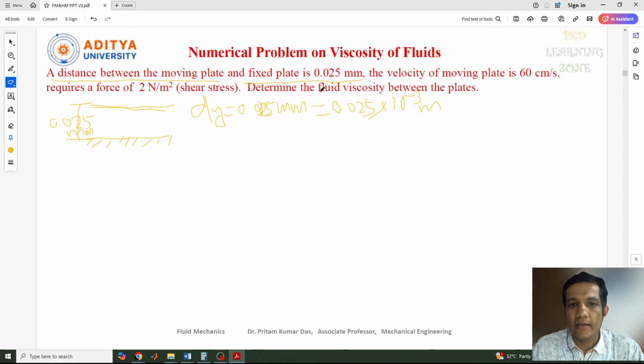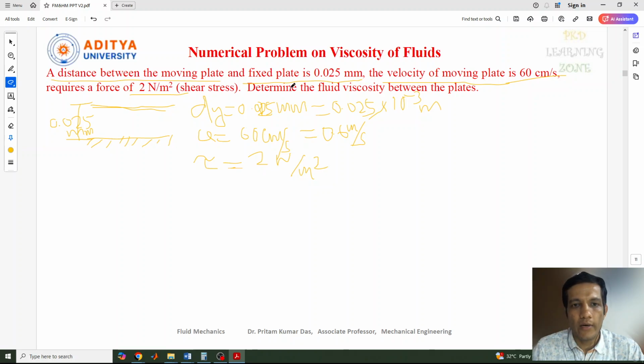And the plate is moving with a velocity of 60 centimeter per second. So let's consider u, which is moving at 60 centimeter per second. This also you can convert into meters, so 0.6 meter per second, and it requires a force of 2 Newton per meter square. That is nothing but your shear stress, given directly. So tau equal to 2 Newton per meter square.